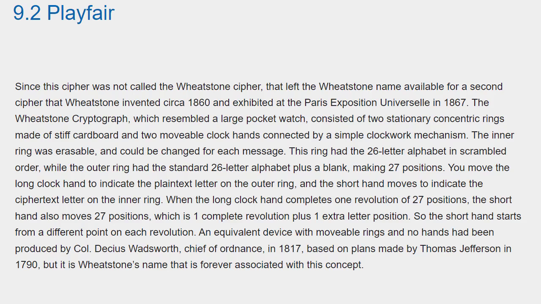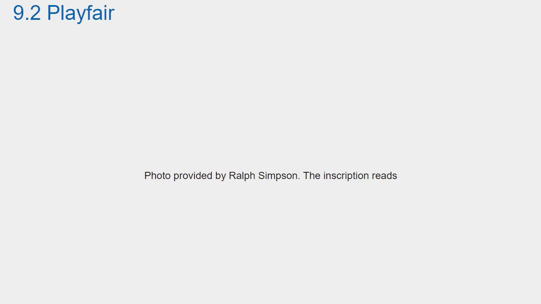When the long clock hand completes one revolution of 27 positions, the short hand also moves 27 positions, which is one complete revolution plus one extra letter position. So the shorthand starts from a different point on each revolution. An equivalent device with movable rings and no hands had been produced by Colonel Decius Wadsworth, Chief of Ordnance, in 1817, based on plans made by Thomas Jefferson in 1790, but it is Wheatstone's name that is forever associated with this concept. Photo provided by Ralph Simpson.